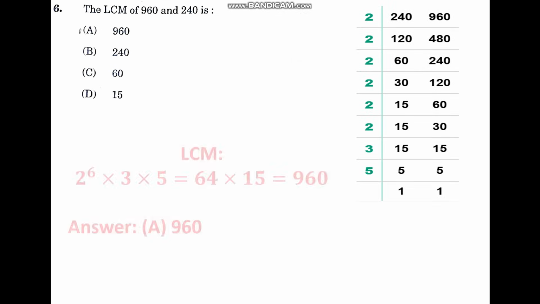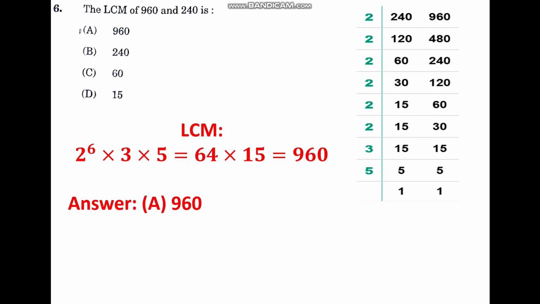Question number 6. We need to find the LCM of 960 and 240. And when we are finding the LCM, we are getting the LCM as 2 to the power 6 into 3 into 5. That is 64 into 15, and that is again 960. The correct option is option A, 960.